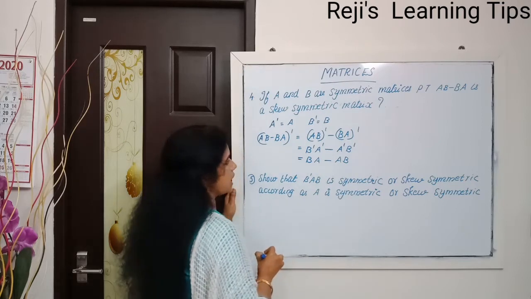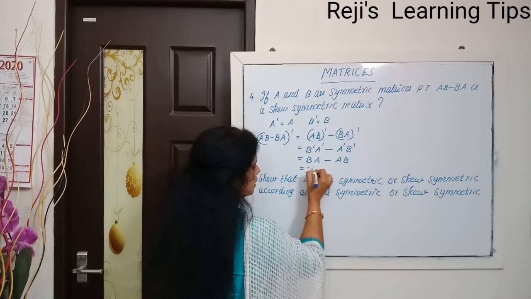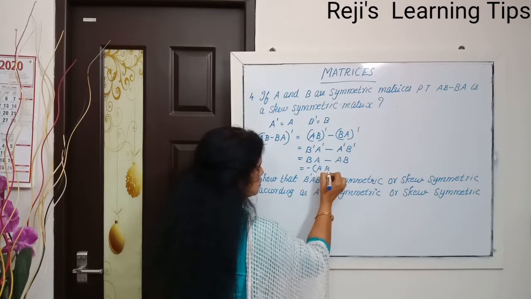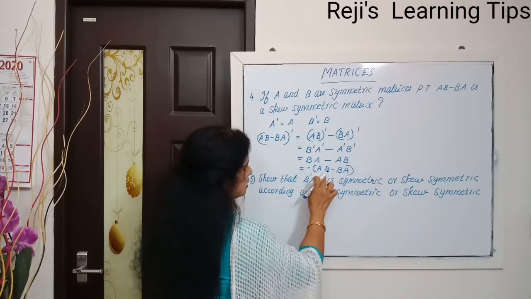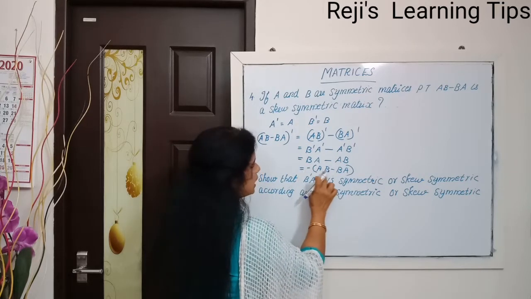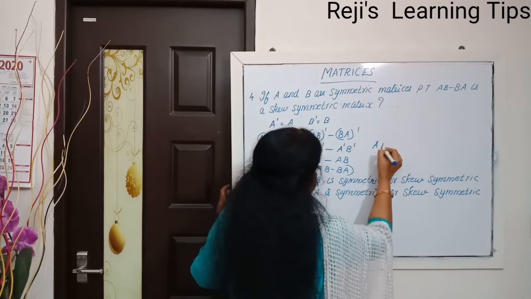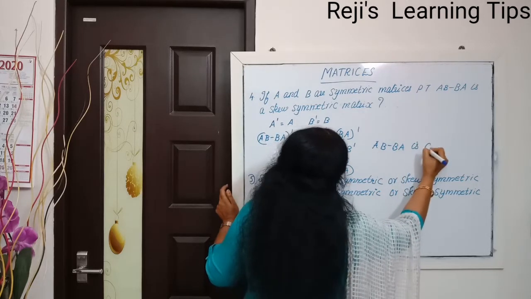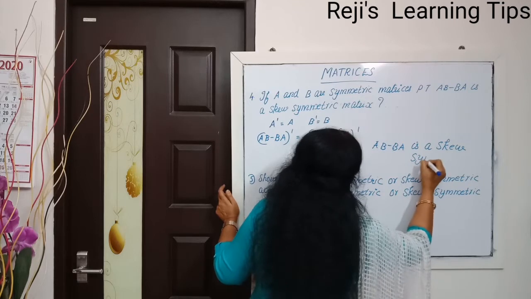So we get BA minus AB. Taking the negative outside, we get minus of (AB minus BA). Then we can say that (AB minus BA) the whole transpose is equal to minus of (AB minus BA). So AB minus BA is a skew symmetric matrix.